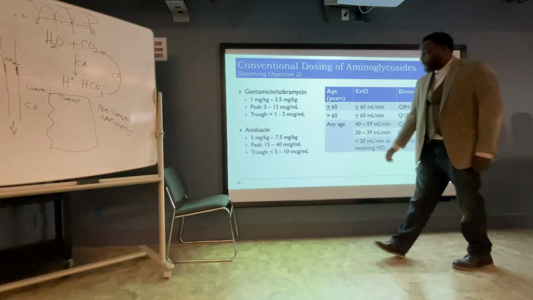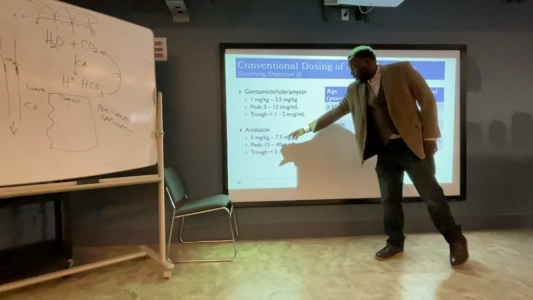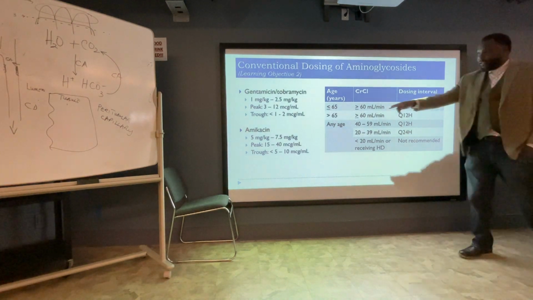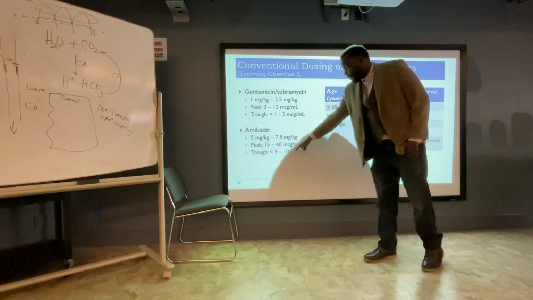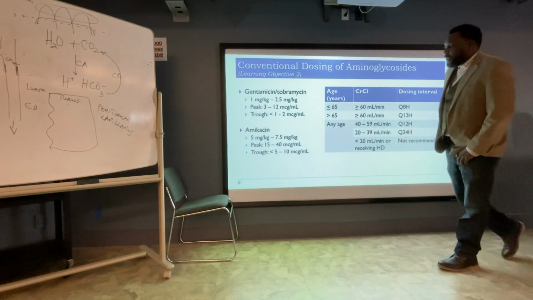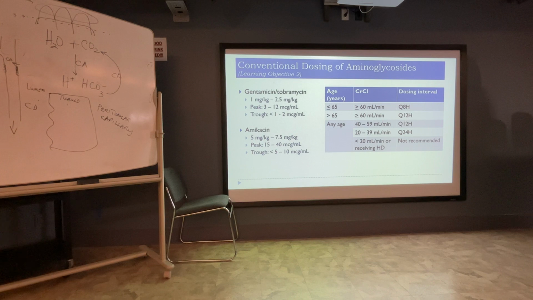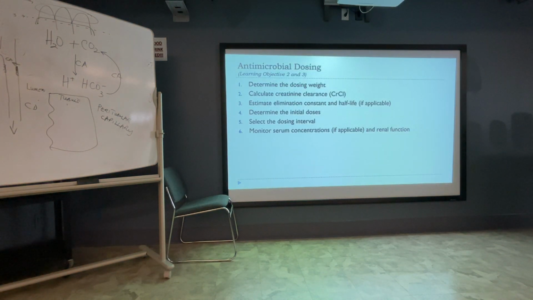Same way with amikacin. As you can see, I told you it doesn't have the same profiles. Normally 5 to 7.5 milligrams per kilo, with higher peak and trough levels, so 15 to 40 and 5 to 10. So this is the conventional dosing method. I think your first problem asked you to follow the conventional dosing method. So let's go through something real quick.